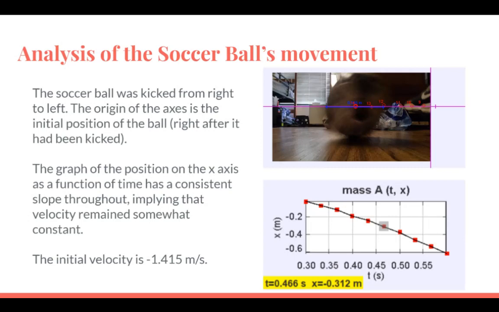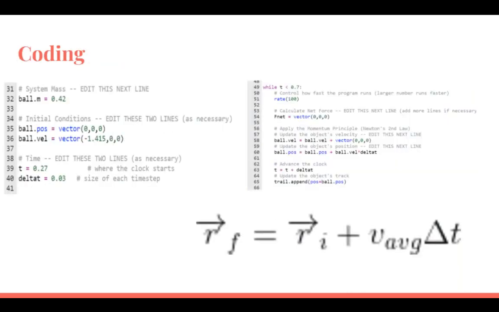Then I use the tracker to graph the position over time, and as you can see in the graph, the slope is somewhat consistent, so that implies a constant velocity, because the derivative of position is velocity. So a constant slope on a position graph usually means constant velocity, and the initial velocity for this was negative 1.415 meters per second.